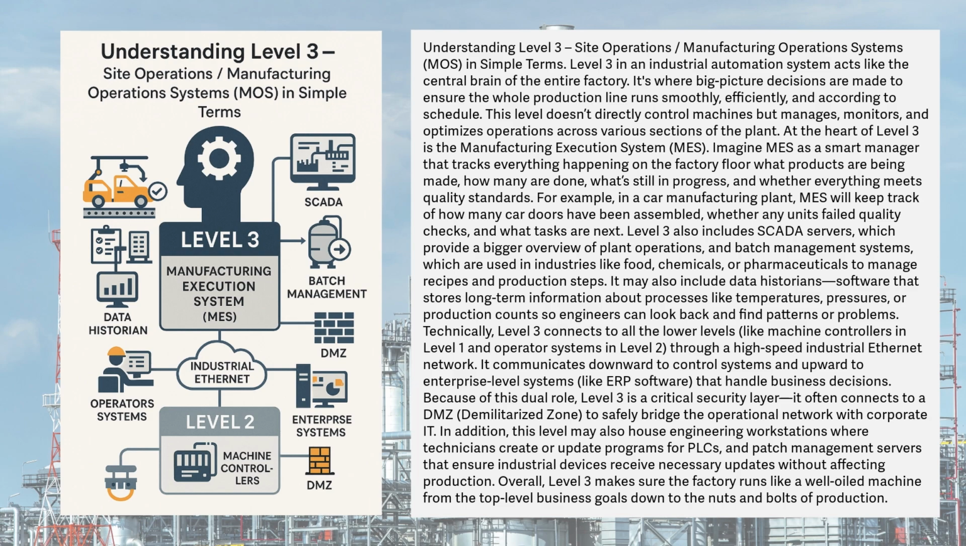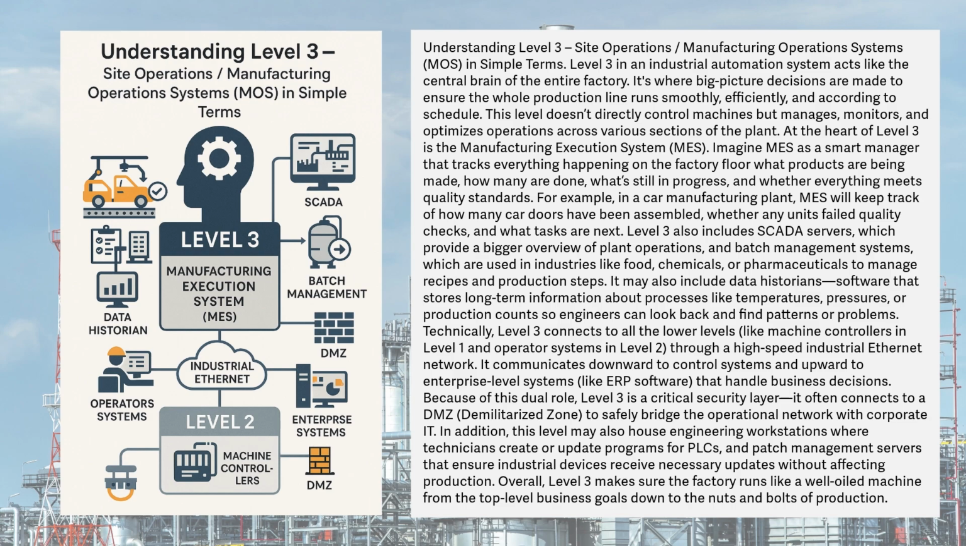Level 3 also includes SCADA servers, which provide a bigger overview of plant operations, and batch management systems, which are used in industries like food, chemicals, or pharmaceuticals to manage recipes and production steps. It may also include data historians, software that stores long-term information about processes like temperatures, pressures, or production counts so engineers can look back and find patterns or problems.